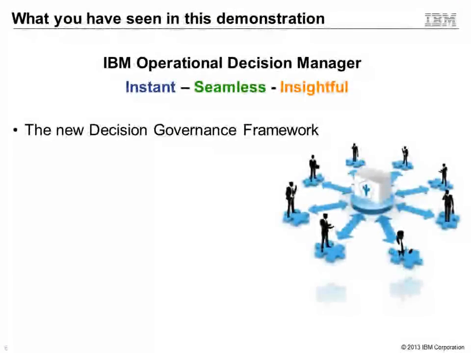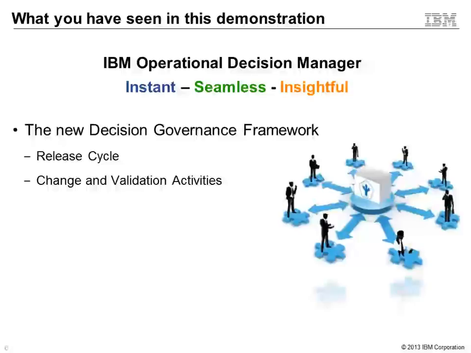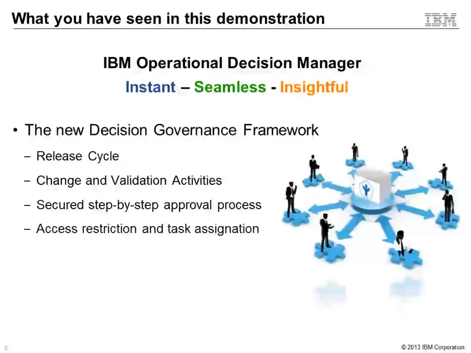During this demonstration, we saw the new decision governance framework in action, including how business users can release decision updates, an intro to change and validation activities, how all user actions are secured with a role-based approval process, and how people can be assigned to specific tasks depending on their responsibilities. Finally, we saw how the decision governance framework brings true transparency in how operations are performed and complete traceability at all stages of the business rule change cycle.